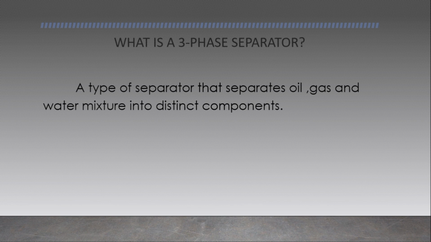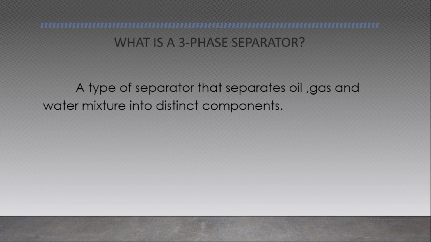Similar to the two-phase separator, the only difference is that it's a type of separator that separates an oil, gas, and water mixture. So basically, it separates a mixture, but this time around, it has 3 outlets and not 2: a gas outlet, a light liquid outlet, and a heavy liquid outlet. Oil is lighter than water. Water is more dense, so you expect that the water is going to be the heavy liquid, the oil is going to be the light liquid, and the gas goes up from the top.